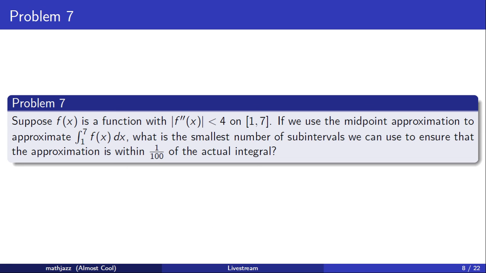We have another approximation question. Suppose that f is a function with second derivative having absolute value less than 4 on the interval from 1 to 7. If we use the midpoint approximation to approximate the integral from 1 to 7, what is the smallest number of subintervals we can use to ensure that the approximation is within 1/100th of the actual integral?